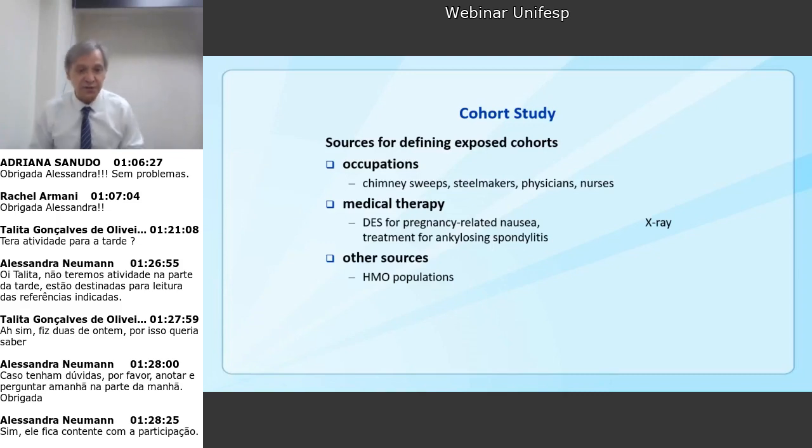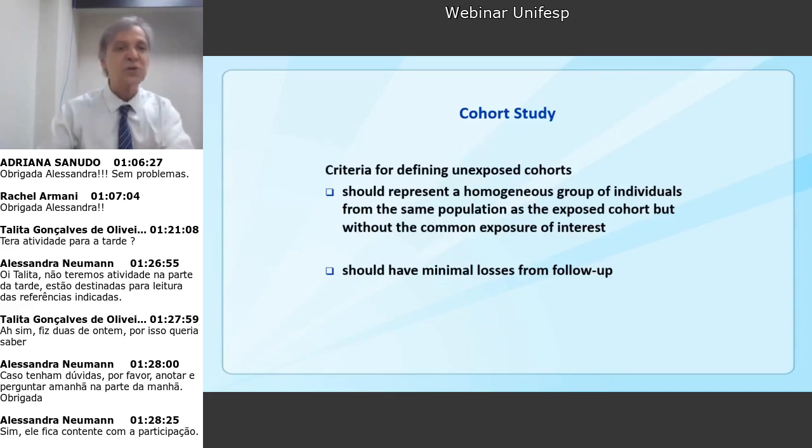Steelmakers, physicians, nurses, DES, that's an estrogen medication for pregnancy-related nausea. So many types of cohorts are created. Type those key names, you're going to find them.